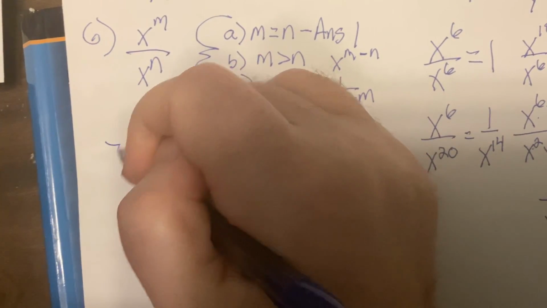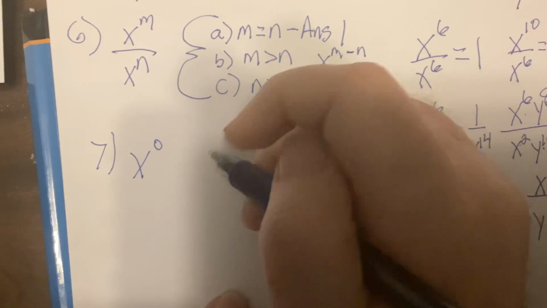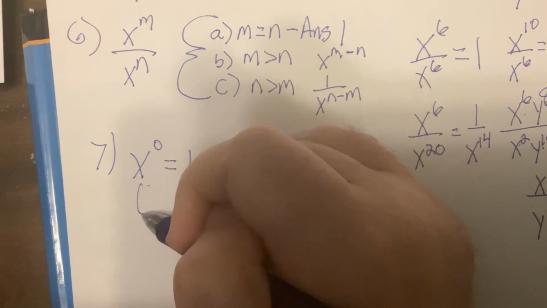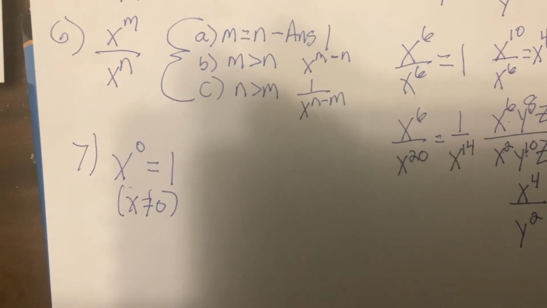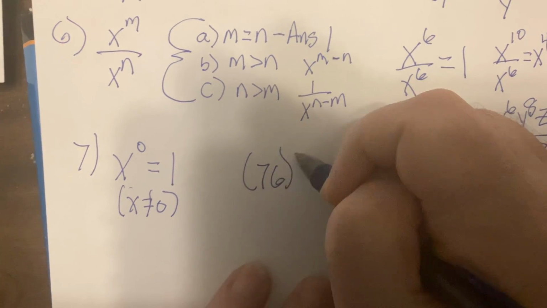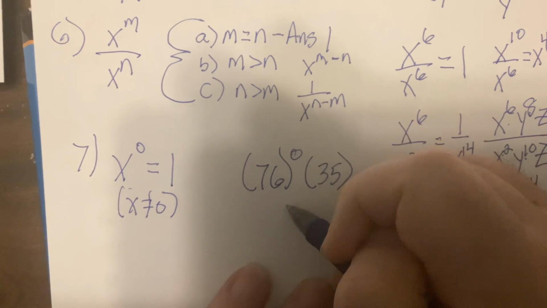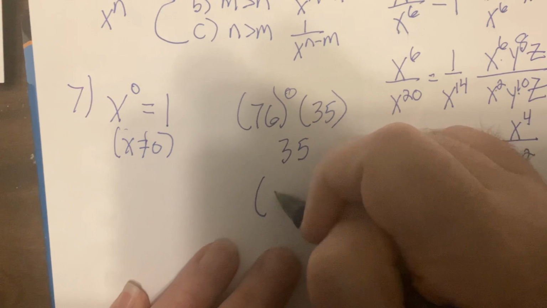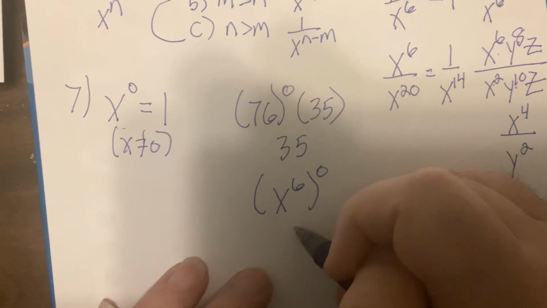Well, thank you. Next one, if you have x to the 0 power, the answer is 1. Now, of course, x cannot be 0, because to prove it, you got to divide, and you can't divide by 0. So if I say 76 to the 0 power times 35, the answer would be 35. If I said x to the 6 to the 0, the answer is 1.